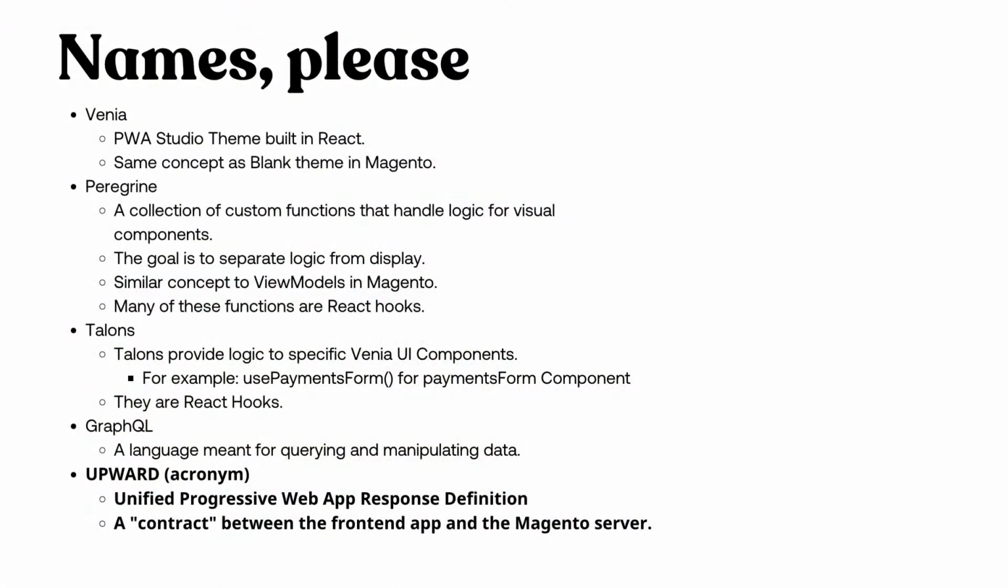GraphQL is the API data language for fetching and updating and manipulating data, getting it from the server and manipulating it on the server. This is in contrast to the REST API, which is an API system where we can make a request and get that data back. The key distinction between that and GraphQL is that GraphQL allows us to specify what information we want to get from the server in that request.